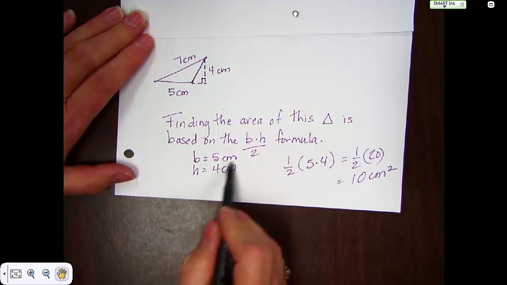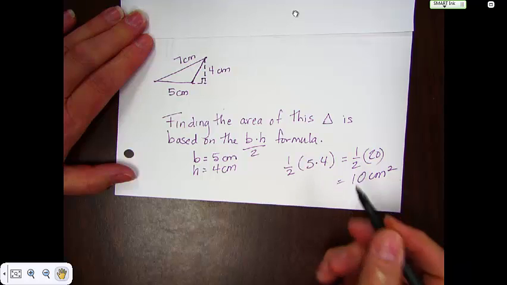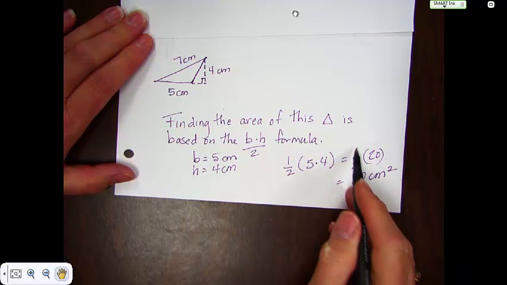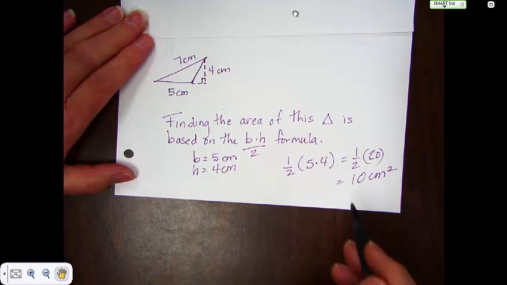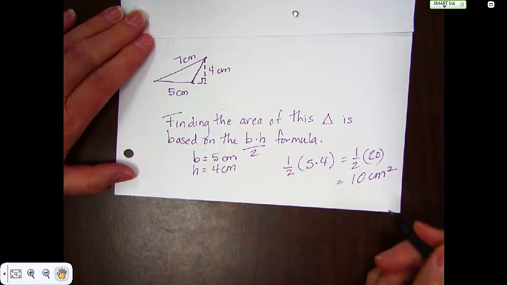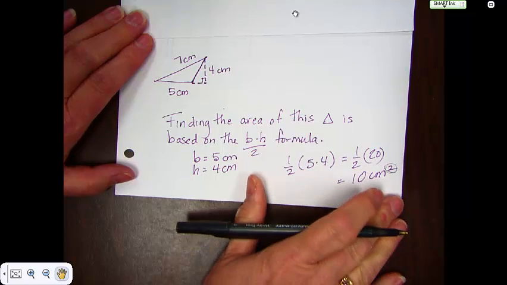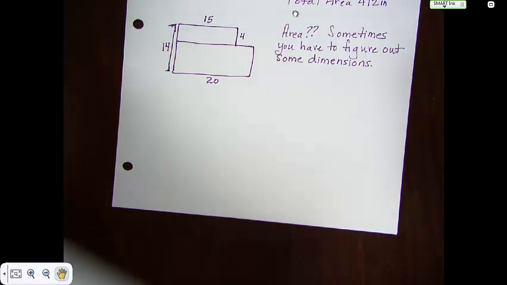And the base is 5, the height is 4, so it's 1/2 of 5 times 4. You could have written it 5 times 4 over 2 also. So it's 1/2 of 5 times 4, which is 10. So the area is 10 centimeters squared, since this was measured in centimeters. Always have to label area with the squared, because it really is square units.